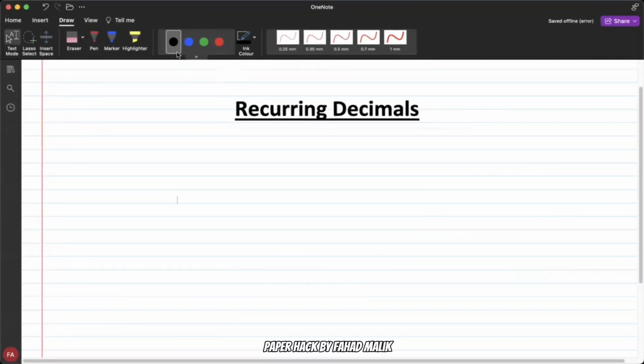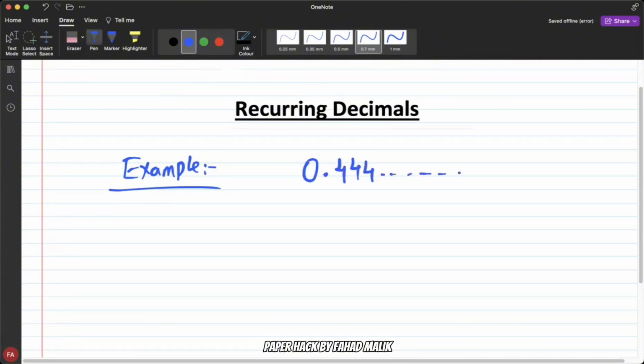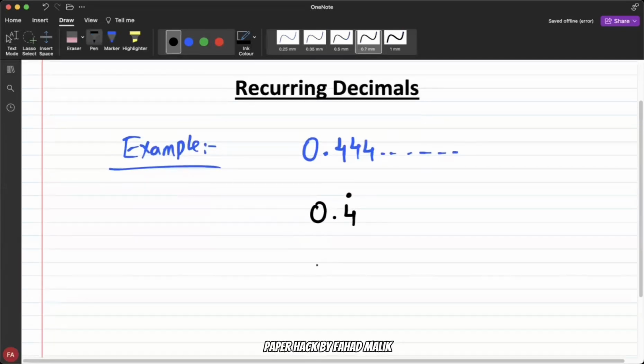So, again, what exactly does it mean when I say the word recurring decimals? For example, we could have this kind of question: 0.444 dot. This actually means that this number 4 is being repeated more than once, and it keeps getting repeated infinitely. So I can write it down as 0.4, and then I might place a dot on it. This is again one way of expressing this.